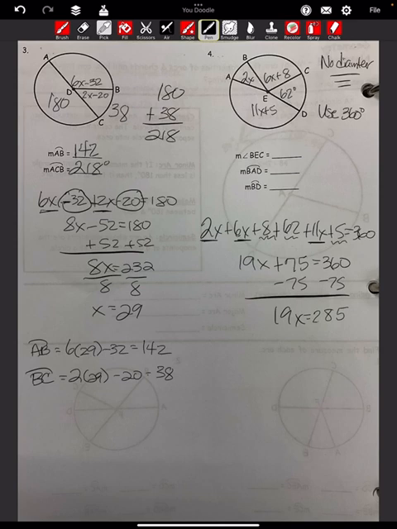All right. And then we're going to divide by 19, which should give us x equals 15. All right. So now that we know what x is, just like on the last example, we're going to plug in. So for BEC, let's go ahead and do these calculations.